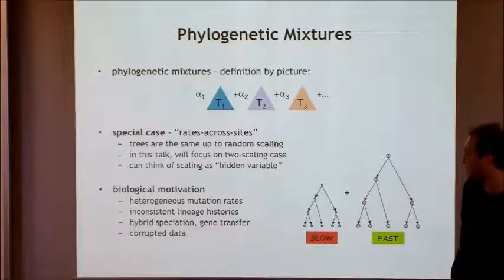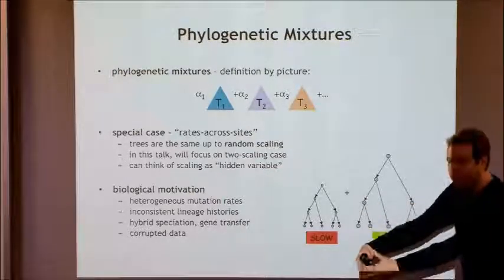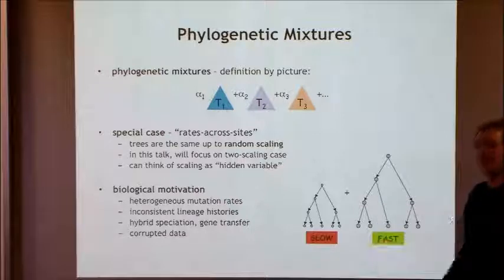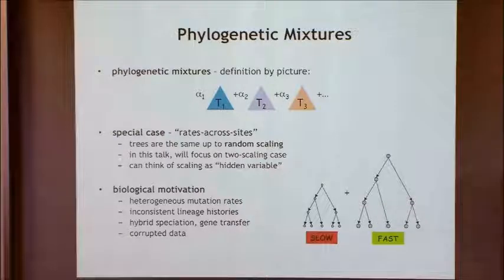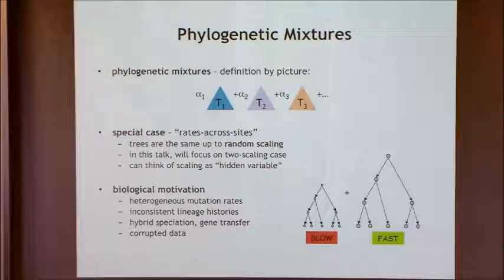Steve in particular has a result like this, where you can show that two different models actually lead to the same distribution of data, and therefore you cannot distinguish between them. That becomes an issue when you deal with rates across sites, or in general mixtures of trees. So there are lots of interesting results there. Not so many algorithmic results so far.